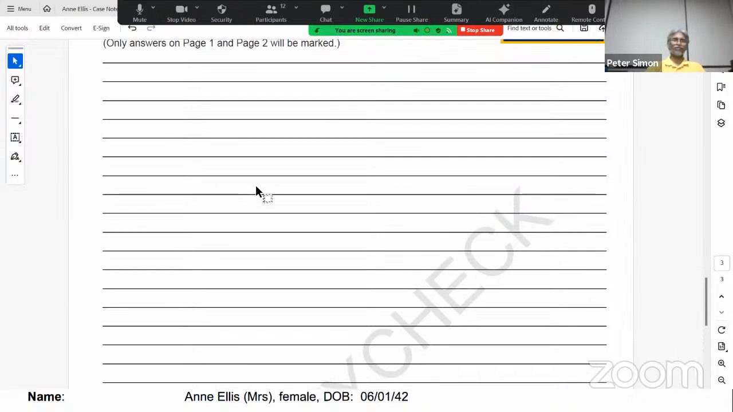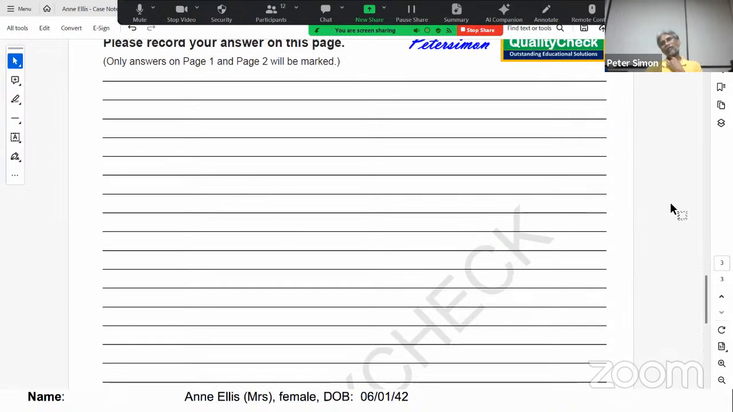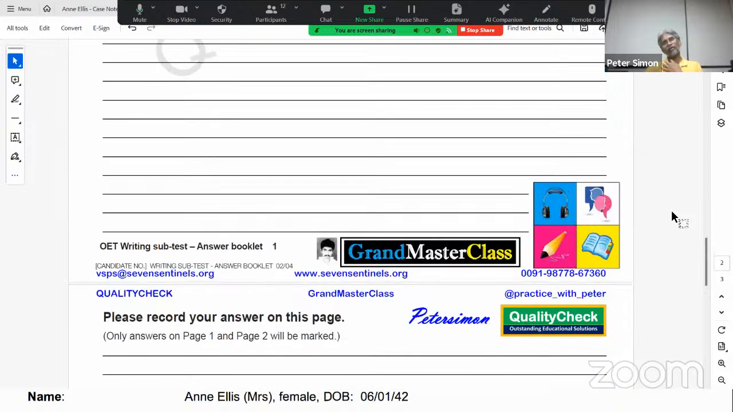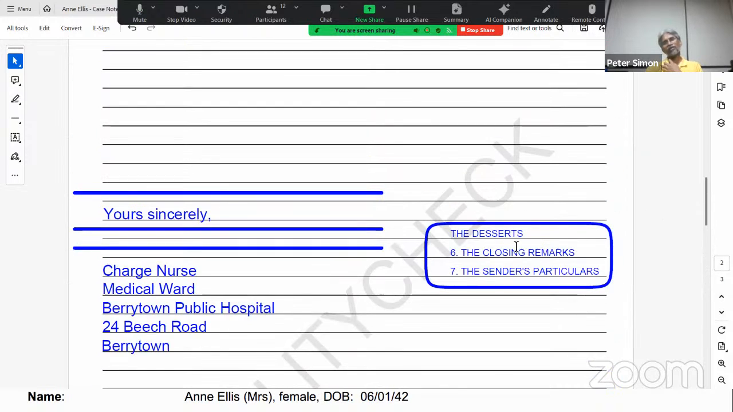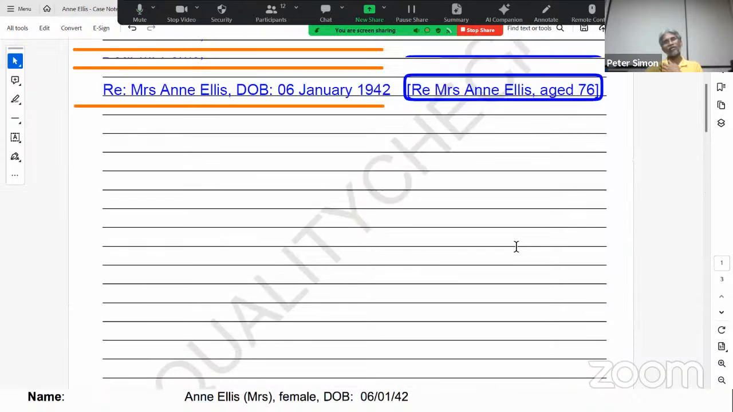So in the introduction, this is the third page. This is the desserts page. This is the starters page.